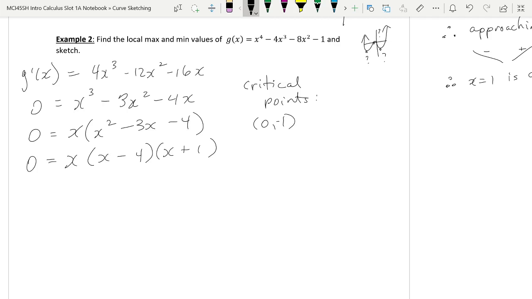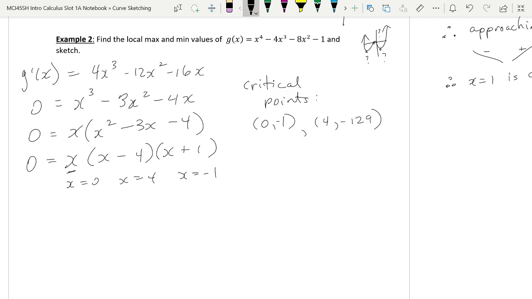So that's one critical point. So that's for this, right? X can be 0, x can be 4, x can be negative 1. So when x is 0, I get negative 1. When x is 4, that'd be, oh boy, 16 times 16, 256 minus 256. Oh, that's nice. Those cancel. Minus 8 times 16. I'm going to need a calculator. I can't remember what 8 times 16 is. I guess it'd be 80 and 48. 128. So this is negative 128 minus 1. That's negative 129. Ah, there. I didn't need a calculator after all.